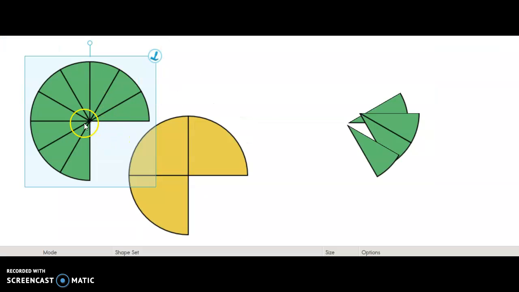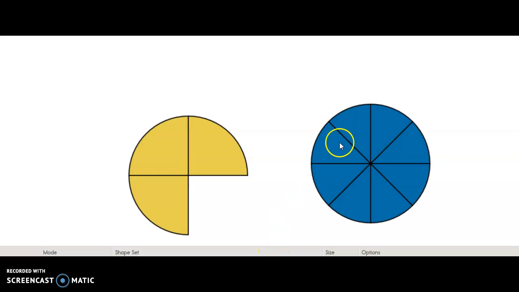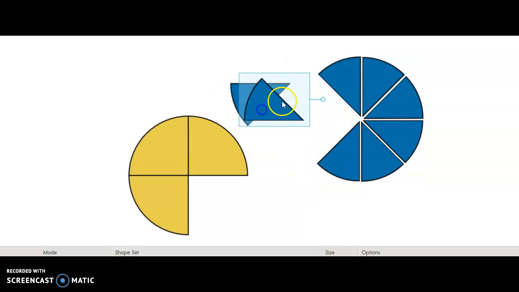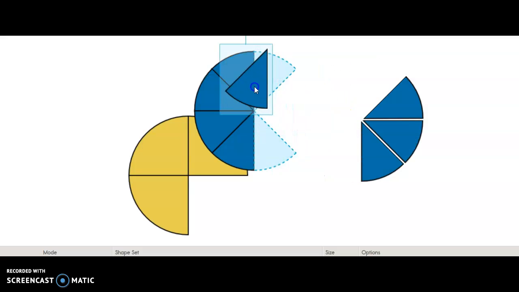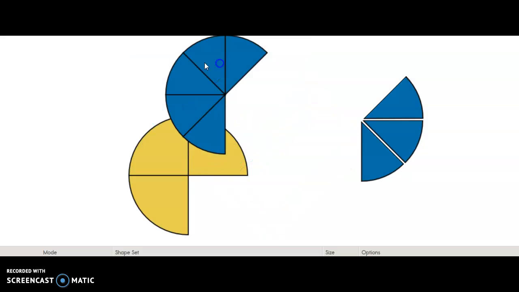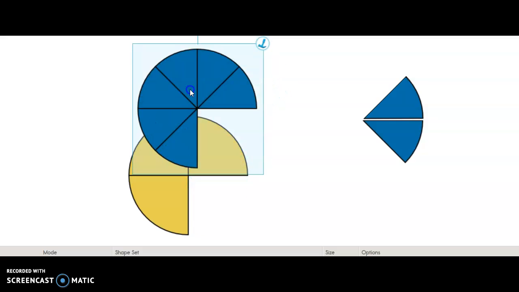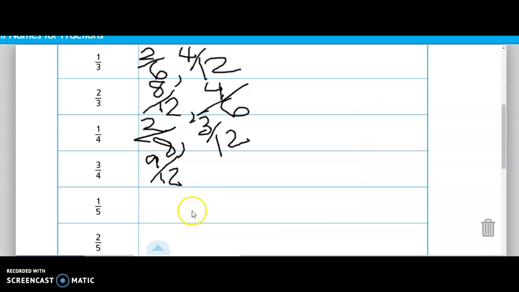So let's go back and get rid of these and let's pull up some 8ths and see how many 8ths would be equal to 3/4. Okay, I'm going to break them apart. 1, 2, 3, 4, 5, 6. Oh, look at that. 6/8 is going to be equal to 3/4. So I want you to go back, use your e-toolkit, and fix this page.